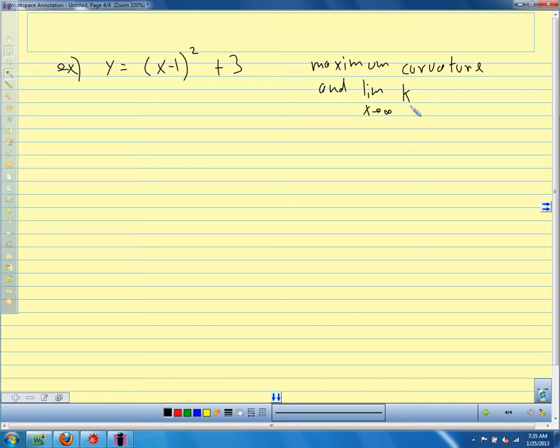But we would find an expression for the curvature, do the first and second derivative test to see where it's maximum, and then we can find the limit of that expression.